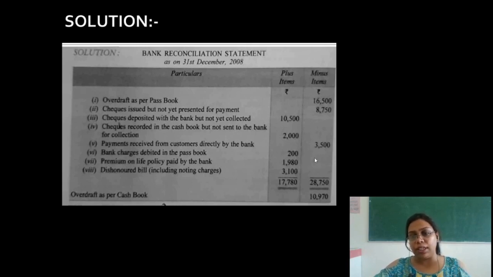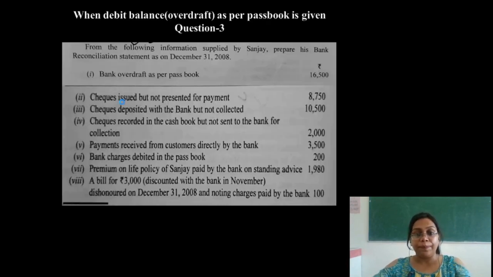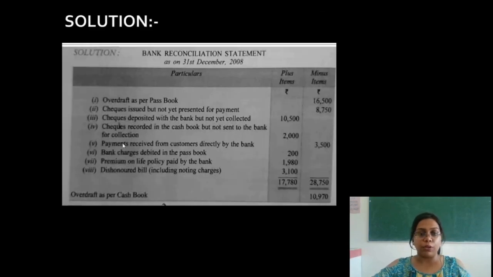Last step, we'll add all these amounts. We'll write here the total of both the columns, double line it. We started as per overdraft as per passbook, so we'll end as per cash book. While ending as per cash book, we started with debit as per passbook, so we'll end as credit as per cash book. Credit as per cash book is the overdraft situation again. So we'll write the difference between these two items here in minus items, that is 10,970.